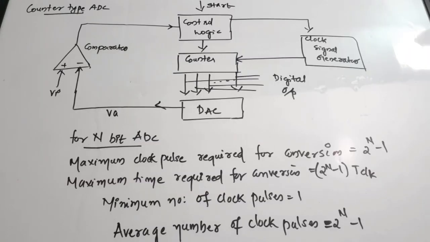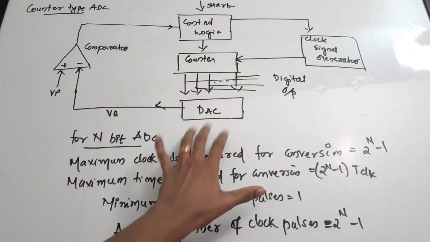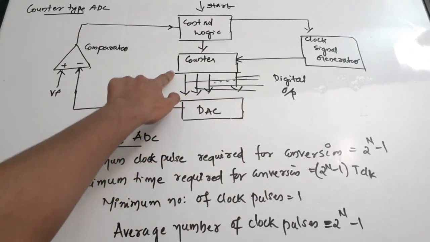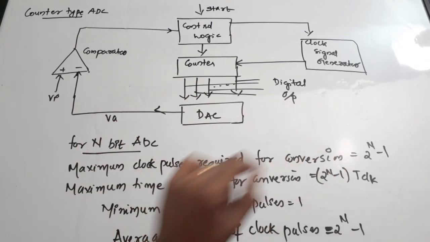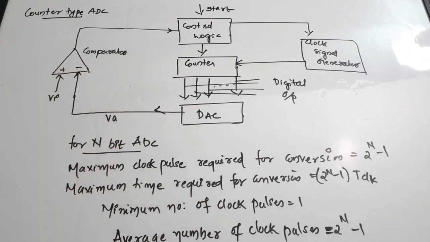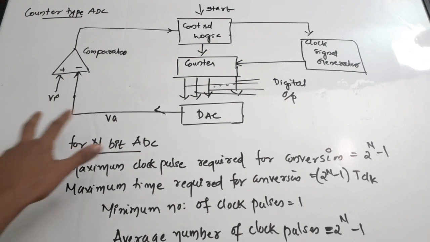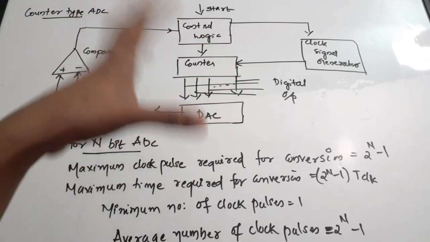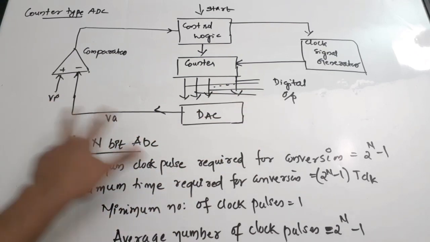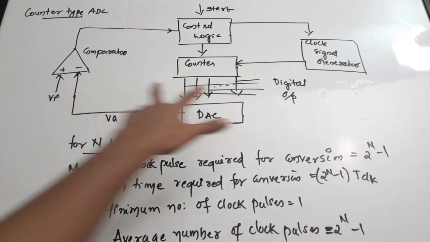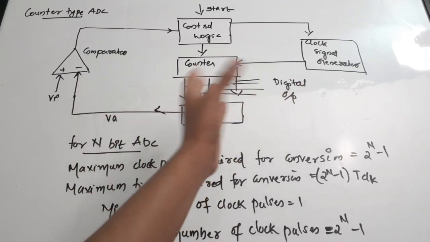The first type of ADC that we are going to see is the counter type ADC. This is a very simple structure of ADC. It consists of a counter, a DAC, a control logic, a clock signal generator, and a comparator. In ADCs, you can always find a comparator, which is used for comparing the voltage which we produce as the digital approximation with the given voltage. Only when this approximation is right will we take that digital representation.